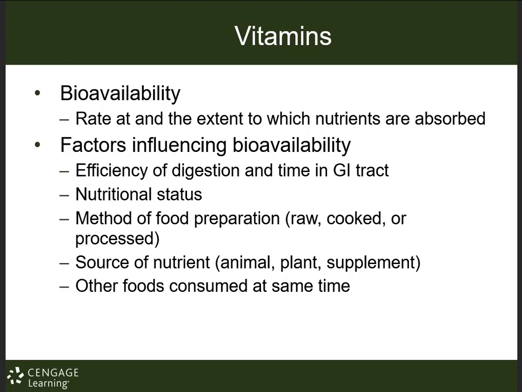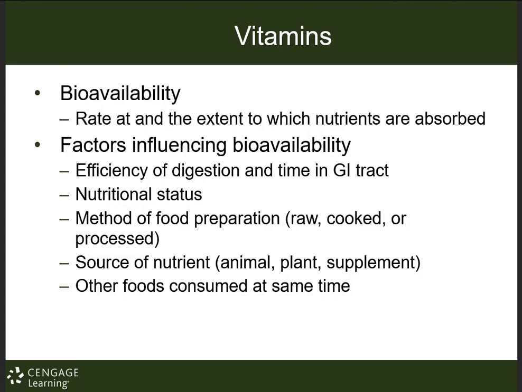Our personal nutritional status is definitely a factor that can influence our ability to absorb nutrients and vitamins. The method of food preparation, so whether food is raw, cooked, or processed, affects the vitamin content of those foods, and we will talk more about that as we go through the specific vitamins. The source of the nutrients, so if it's from an animal source, a plant source, or a supplemented or fortified food, that definitely affects the way we absorb the vitamins. And then other foods consumed at the same time.